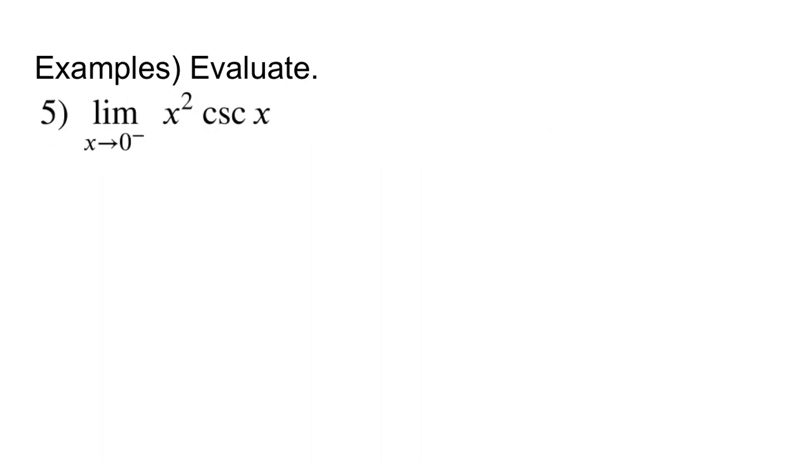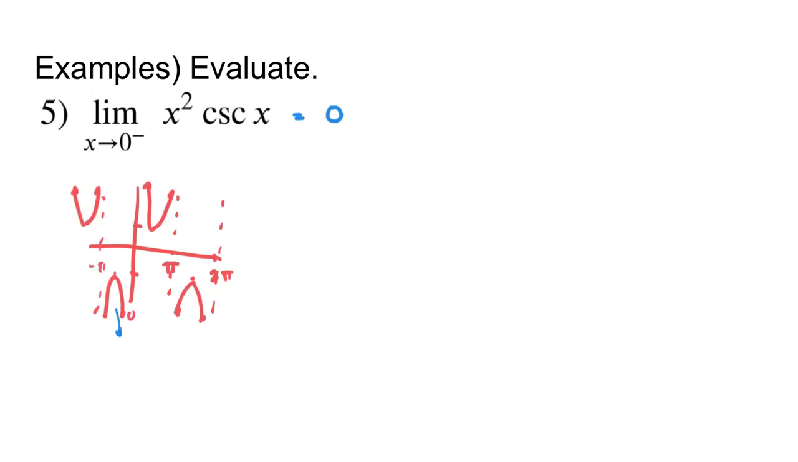All right, what about this guy? The limit as x approaches 0 of x squared times the cosecant of x. Well, I'll plug in 0. Let's see here, 0. But if I remember what the cosecant of x graph looks like, the graph of cosecant looks like this. So if I look at this, the limit as x approaches 0 from the left-hand side, I'm going towards negative infinity. So I actually have 0 times negative infinity.